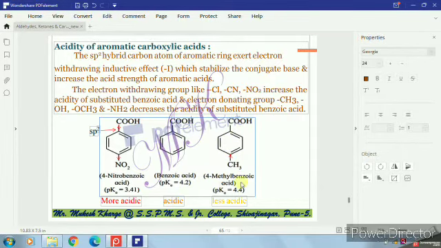So this is about the nature. Many times a question may be asked in multiple choice questions, which is more acidic. A few compounds are given in the options, so for that purpose you must be familiar with this, or explain with reason. In that question also you have to explain, so you have to show the resonating structure in your explanation.